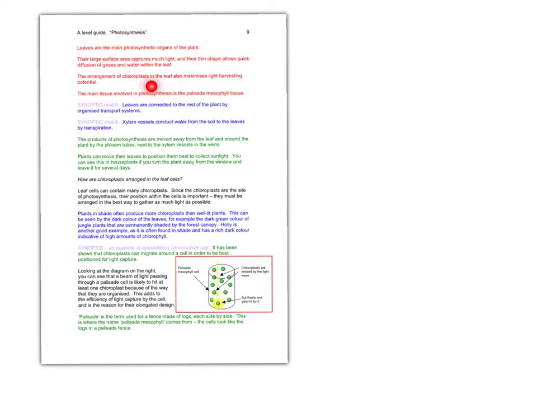And some of the connections we mentioned before: the xylem, the vessels that conduct water from the soil to the leaf, and transpiration, in other words evaporation of water through the stoma, allow the water to be pulled up from the roots. And of course, as I mentioned before, the leaves are connected to the rest of the plant by a complicated and organized transport system.